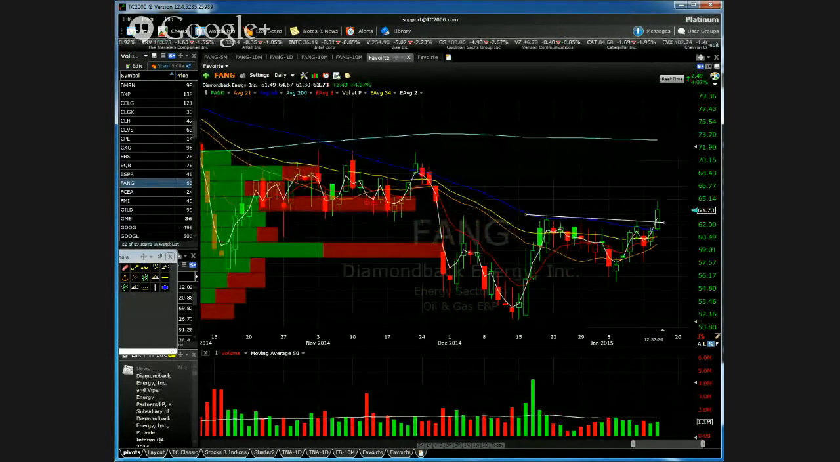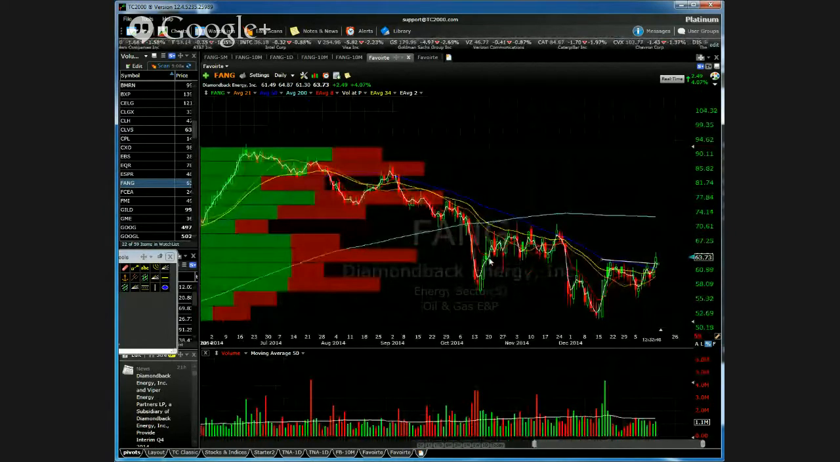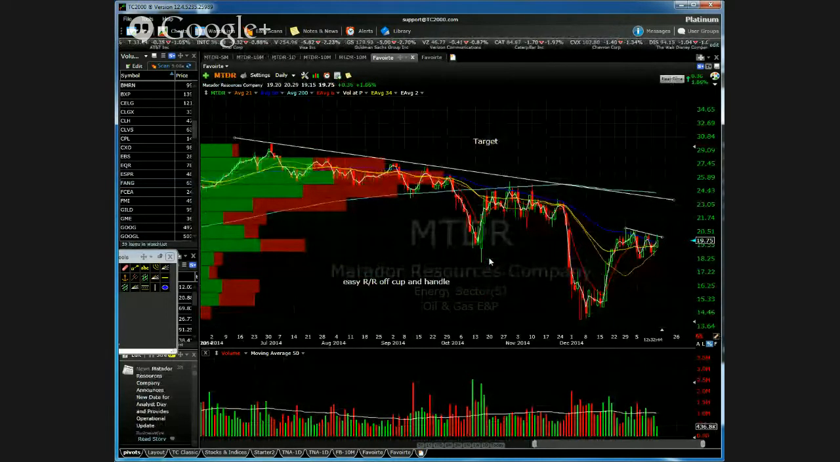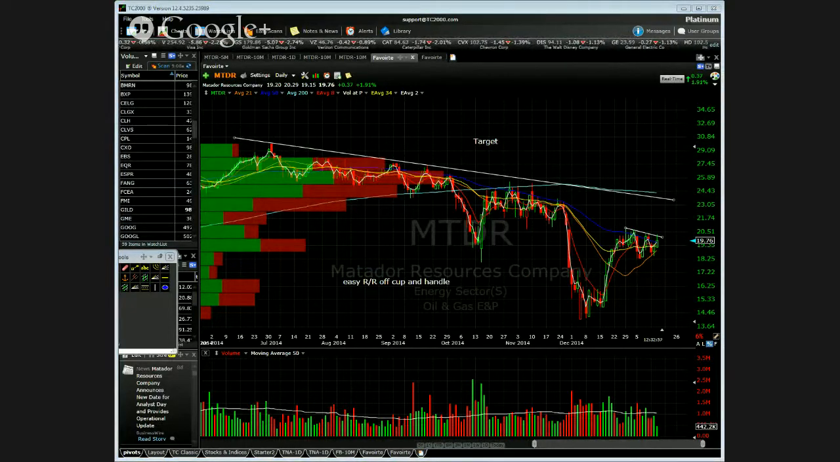Look at this FANG. FANG is definitely breaking out, which is interesting, right? Because it's in that energy space. So how's the MTDR? It still has that look that we said earlier, that's definitely a look, so it's something worth watching. It's interesting that a lot of these energy stocks are setting up, right? Because maybe that's a hint to us that oil is truly getting ready to find a bottom.